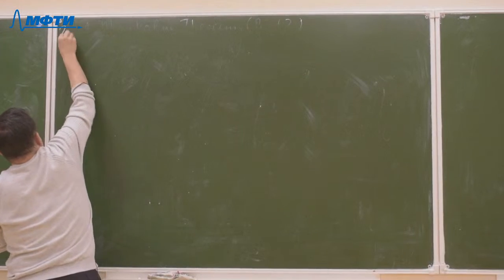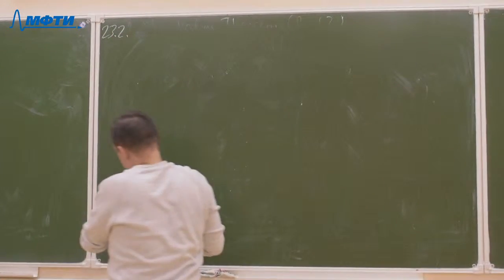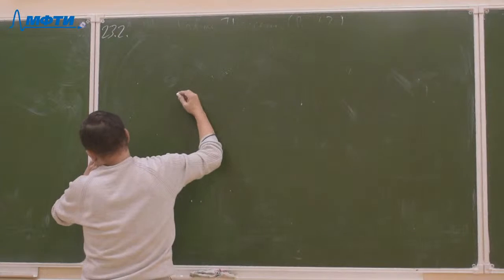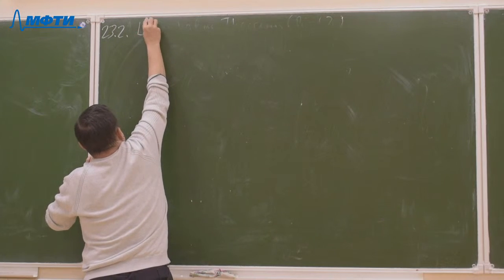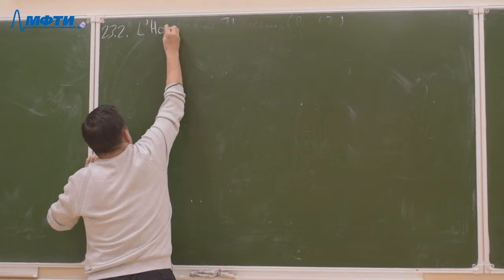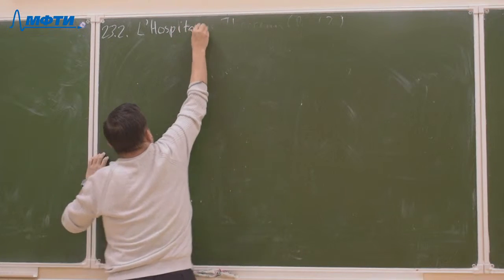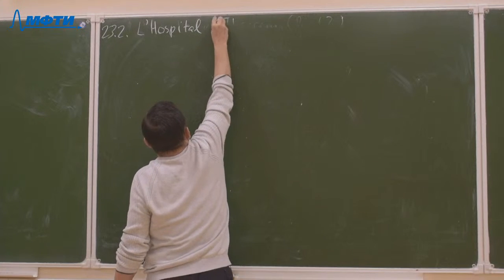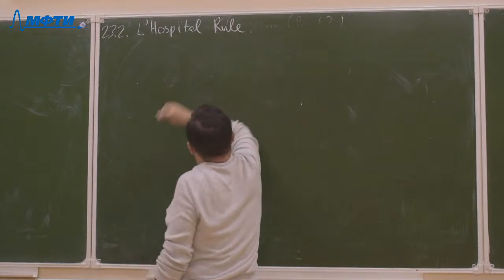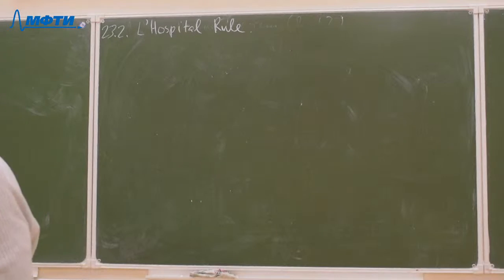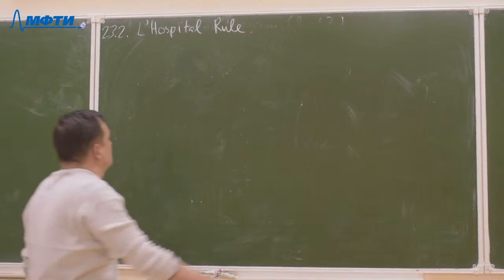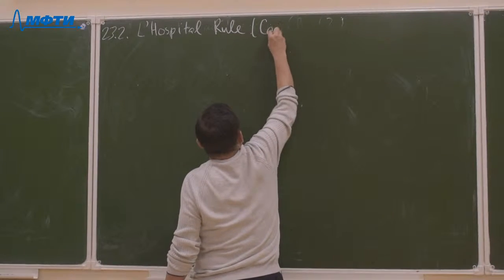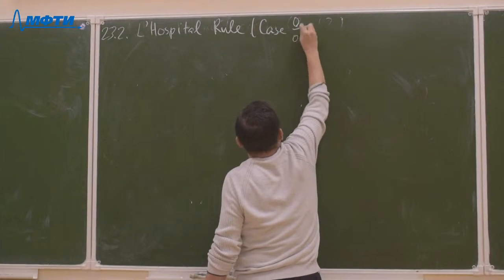So 23.2, let's call that section Lopital rule. What's correct writing? Lopital, yeah. Lopital rule. Or maybe let's call it case 0 over 0.